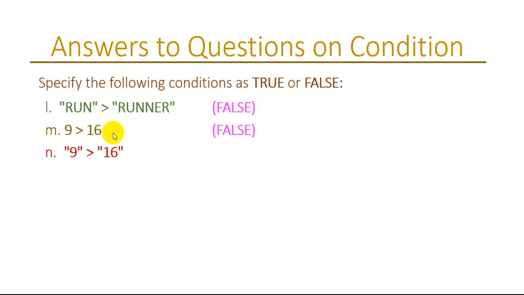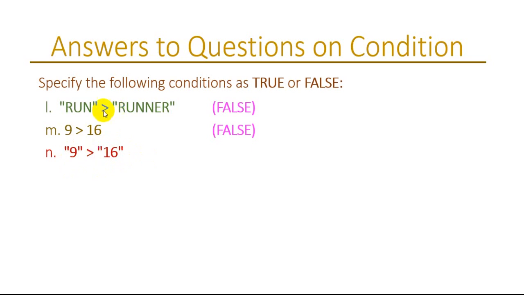But the same thing, if we do it this way, 9 within double quotes and 16 within double quotes. So this is alphanumeric comparison. In this case, how the comparison happens is, it takes the first character 9 and the first character 1 and only compares those. The ASCII value of 9 is greater than the ASCII value of 1. It doesn't take 1, 6 and compare it as 16 because this is alphanumeric. So the first comparison that is done is between 9 and 1.